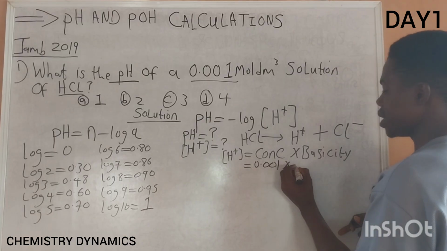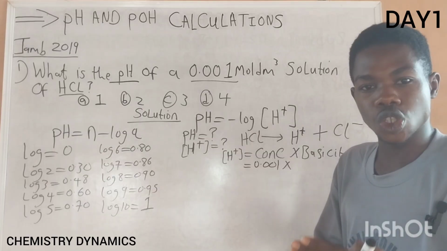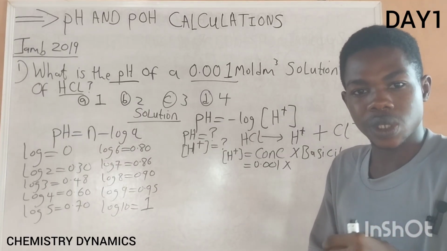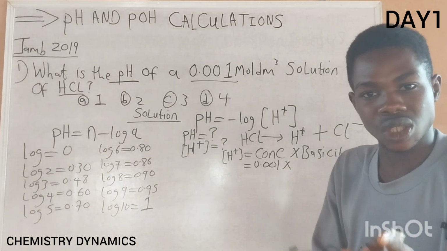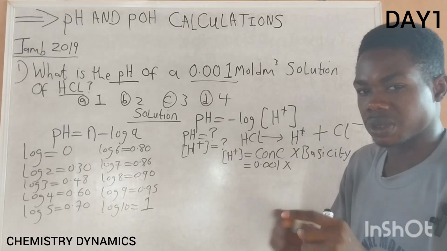0.001 times basicity. Please take note that basicity refers to the number of replaceable hydrogen ions in one molecule of an acid. So basicity is referred to an acid, not a base. It is acidity that refers to a base. That is the difference between the two of them.